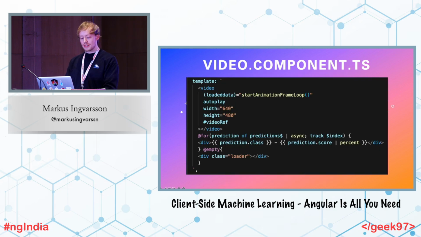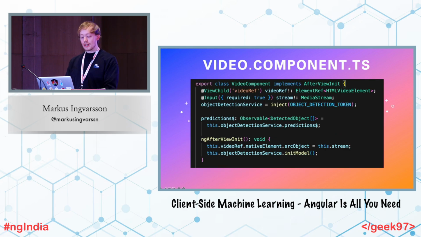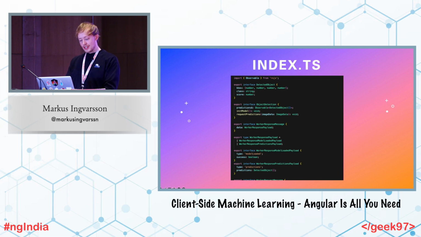Then we have this video component, nothing fancy going on here. We have the template with a video element, and we list the predictions in the form of its class and the score as a percentage format. And then we have the video component class, where we stitch together everything. We have the stream coming from the app component. We listen to the predictions from our object detection service, which in this case is the Coco SSD service. And after viewing it, we set the source object of this video to the stream, and we initialize our machine learning model. And then we have some interface files.